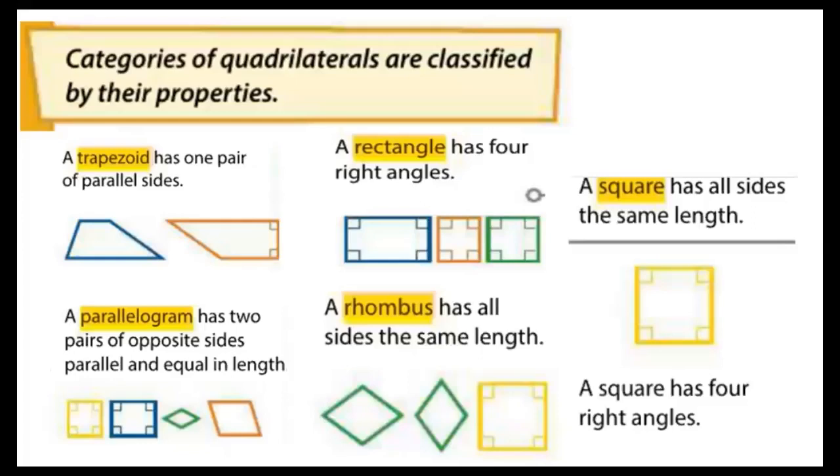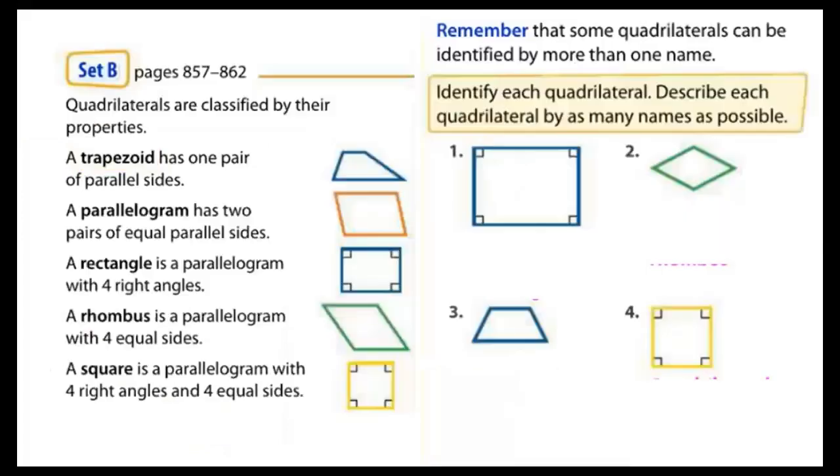Okay. This slide shows the categories of quadrilaterals that are classified by their properties. The slide will help you, if you save and memorize it, to determine the shape in front of you. Also, you can make a comparison between the shapes. Let's go to set B, read the lesson. Quadrilaterals are classified by their properties.